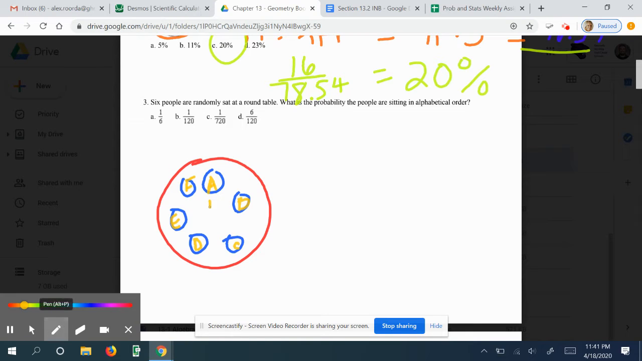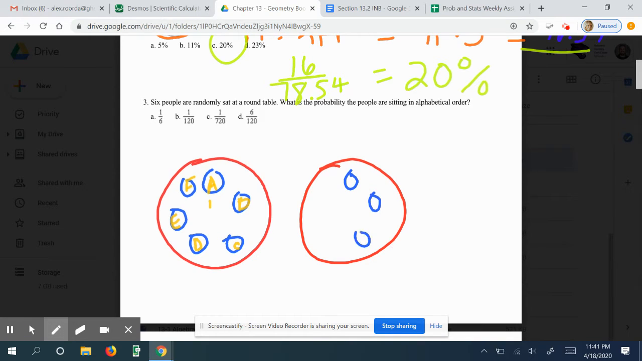But now let's say we have our circle again, and again we have our 6 people. 1, 2, 3, 4, 5, 6. But let's say now A is right here, and B, C, D, E, and F. So although they are still in alphabetical order, they're just rotated by 1. So what we did to take account of that is we said, okay, so person A has 1, 2, 3, 4, 5, 6 areas they can sit.